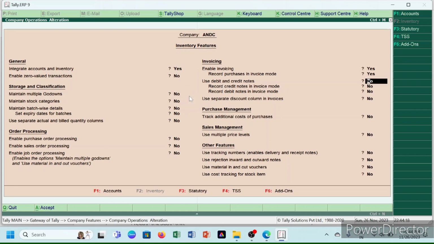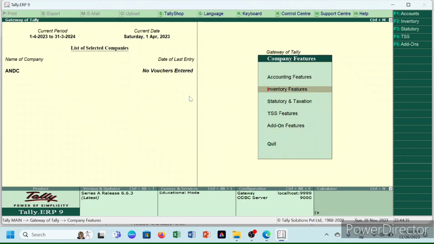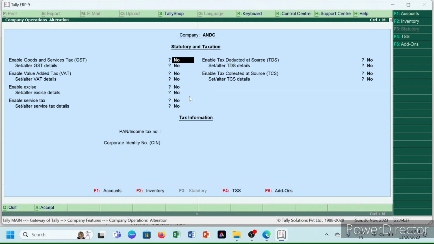Here you can say yes to debit and credit note. This will be used in our vouchers, sales return and the purchase return. Yes. Then we will go to statutory and taxation.